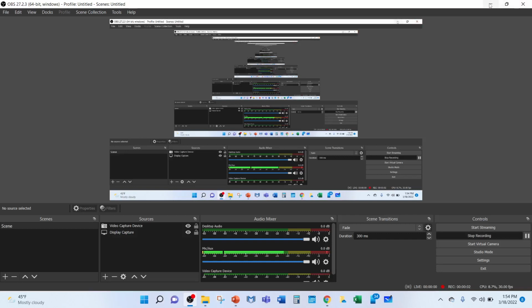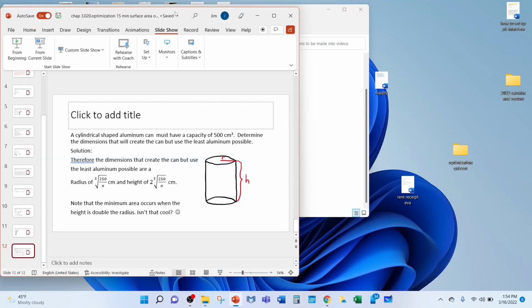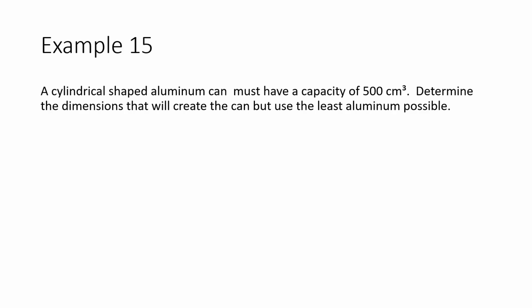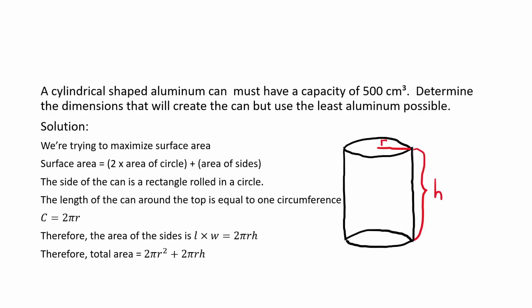In this video, we're going to determine the dimensions of a cylindrical can of given volume that minimize the overall surface area. We have a cylindrical shaped aluminum can with a capacity of 500 centimeters cubed. We want the dimensions that create that can but use the least aluminum possible. This is good for business, it keeps costs down, and it's good for the environment. So let's minimize that surface area.